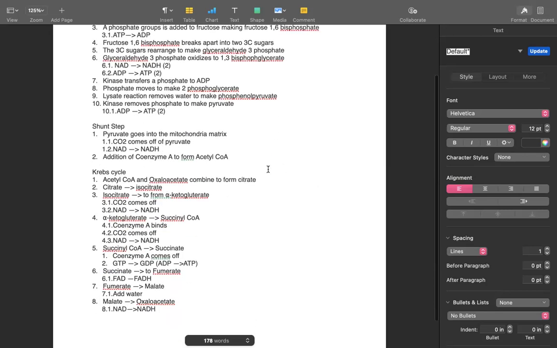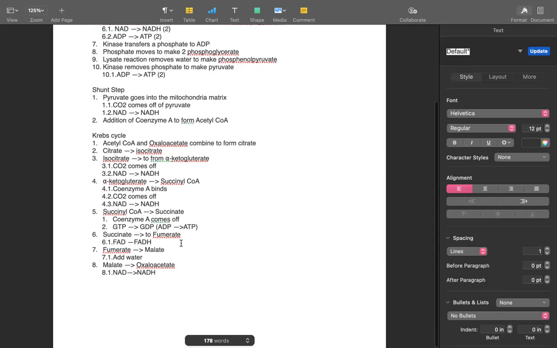So there's our shunt step: CO2 comes off, a hydrogen comes off, CoA goes on, and now we're in the Krebs cycle. Remember, this is another cyclical process, and the reason for that is because this end product, the oxaloacetate, is also being used in this first step. So it's going to go from step 8 back into step 1. We have our acetyl-CoA and our oxaloacetate combined to form citrate.